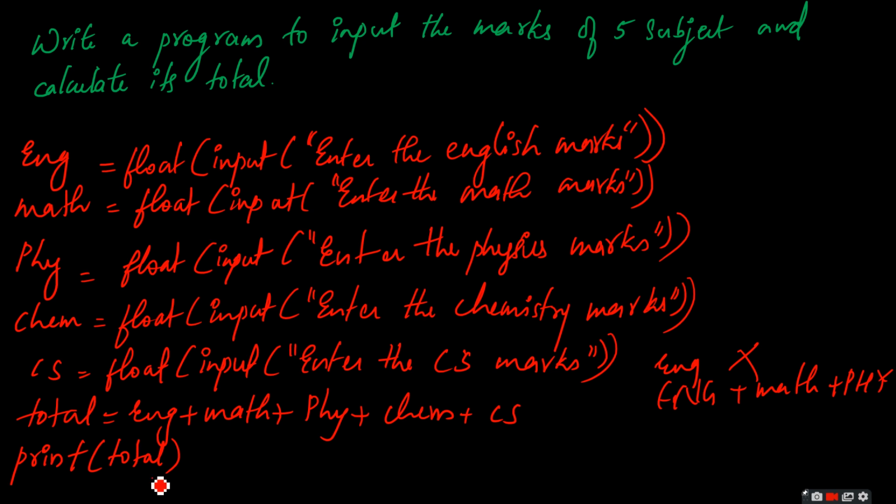One more point, we can display the marks also. Like in the next line we can give print English. In order to get the next line we can use /n. After English comma, then /n. Always /n should be given in double quotes or single quotes.